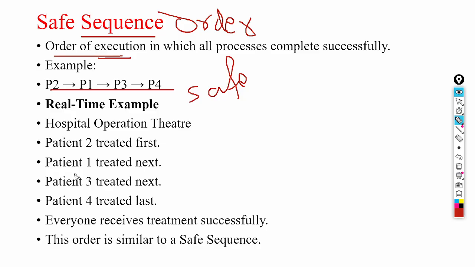I'll give an example. Consider an operation theater in a hospital. Patient 2 is treated first, then patient 1, then patient 3, then patient 4. Every patient receives the treatment successfully. Yes, this order is similar to a safe sequence.